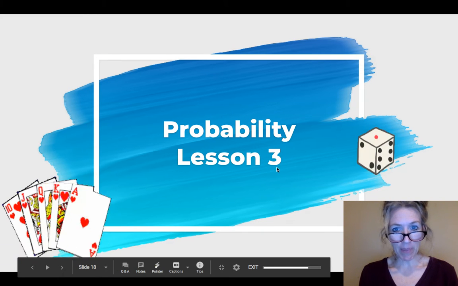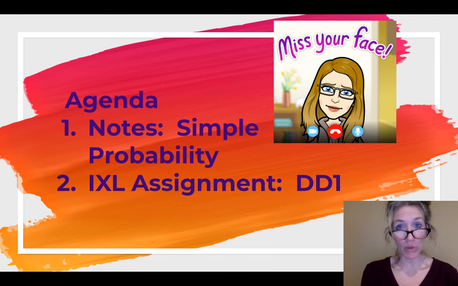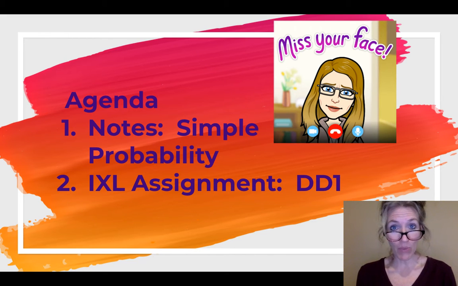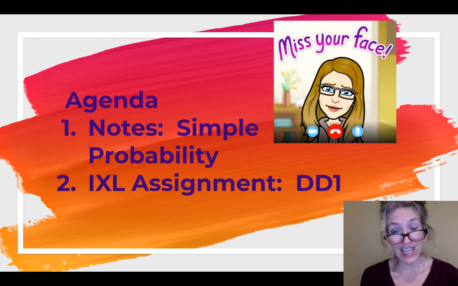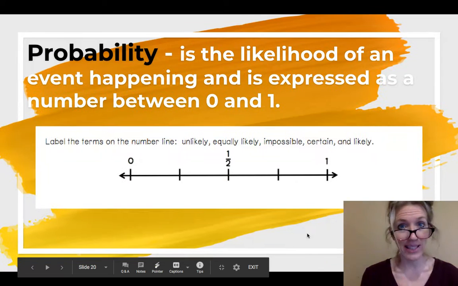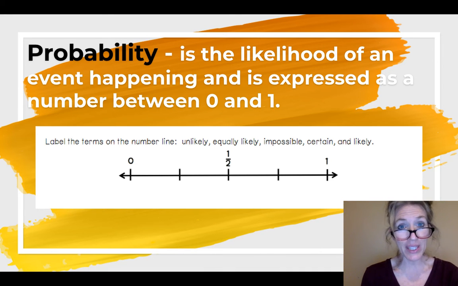We're going to jump in today and start with taking some notes. So get your math journals out along with your pencil, and we're going to define simple probability. We're going to work through some examples, and then I'll set you free to do your DD1 assignment in IXL. So let's start with the probability. I know it's not in yellow, but I would like for you to copy these down in your notes.